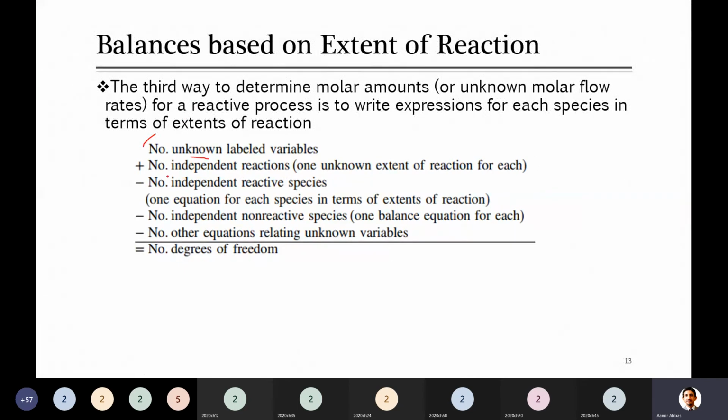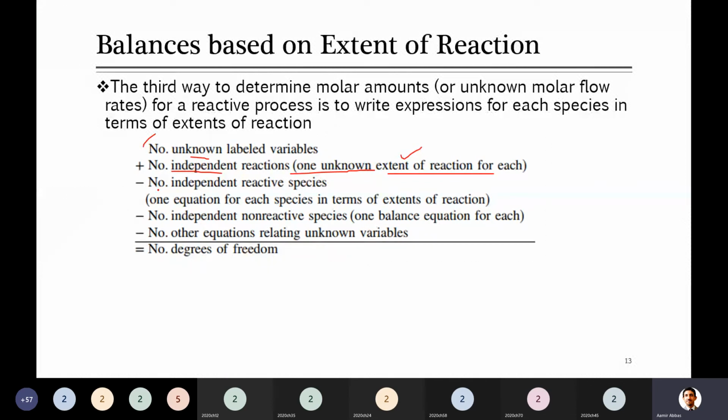Next, number of independent reactions. He mentioned that one unknown extent of reaction for each. When you look at the reaction, for example, in the last lecture yesterday we solved a problem, and at the end of that there was to find the extent of two reactions, reaction 1 and 2. So that means two independent reactions were there, so we calculated two extents. Each separate reaction will have its own separate extent.